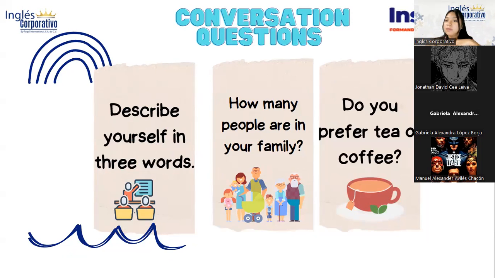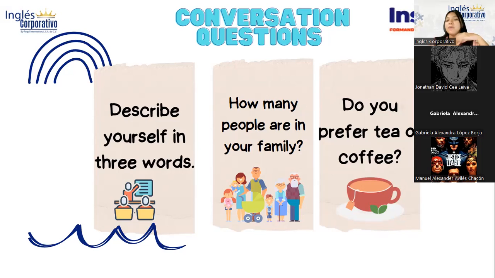How do you say responsable? Responsible. I am responsible and... I don't know. Tell me in Spanish three adjectives that you have. Alegre. Okay, so I am responsible. I am happy. I can't think of another. Amigable? Yes. I am friendly. Okay, very good. Responsible, happy, and friendly.